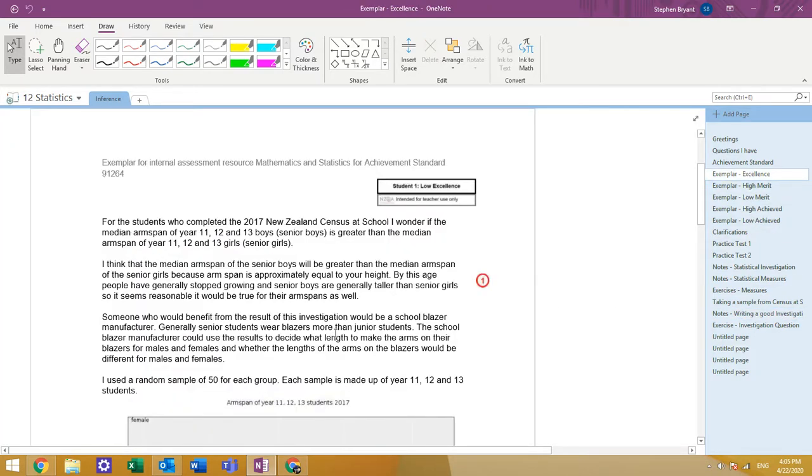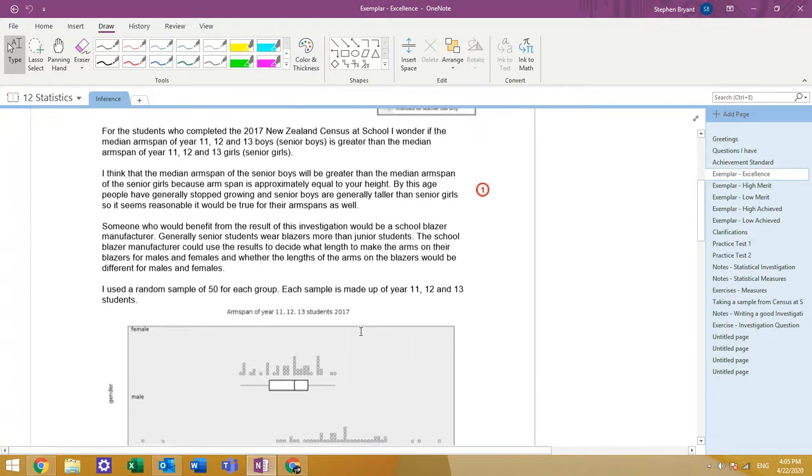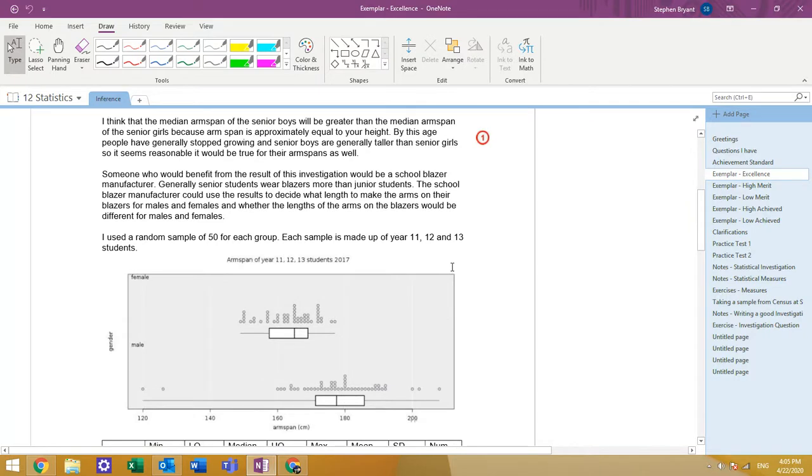So if we look at this one, they're comparing the median arm lengths for years 11, 12, and 13 boys and years 11, 12, and 13 girls. Weird way of saying it. So they think that the median for boys will be greater than for girls. And the benefits would be school blazer manufacturers. People who are making the blazers need to know they have longer arms for the boys.